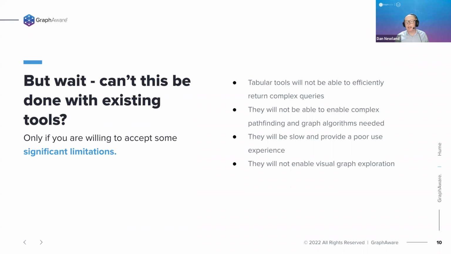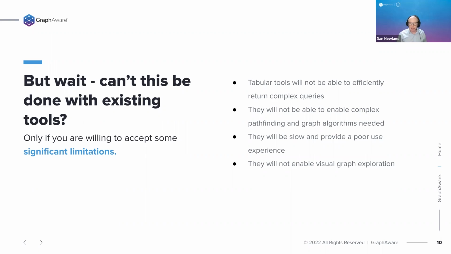The first limitation is that tabular tools will never be as efficient as Neo4j graph databases to return complex network traversals. They're never going to be able to do that traversal logic as efficiently as a graph store is. They're also not going to be able to solve complex pathfinding and graph algorithms easily. It's going to be difficult to implement that, whereas it's seamless to implement that with a Neo4j store. And they're going to be slow and provide a poor user experience.